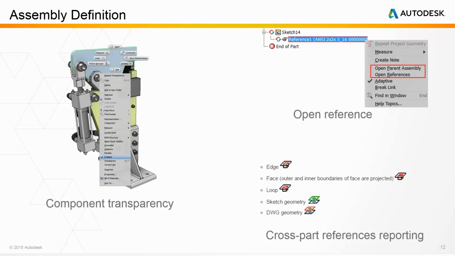Furthermore, there's now a right-click context menu option available inside the assembly browser modeling view that lets you open reference files directly from your browser. And you'll also find there's enhanced reporting of cross-part references within assemblies, and this is going to help you more easily identify and access related parts. So in all of these assembly definition tools, you'll see there's a common theme. It's about working with and understanding your assemblies much easier, being able to define and look at their relationships much faster.